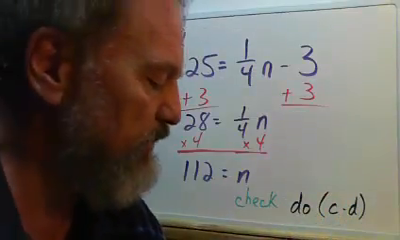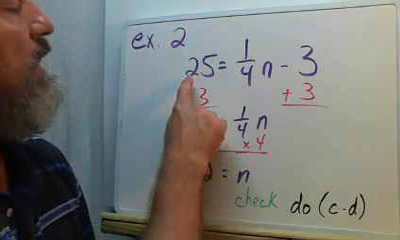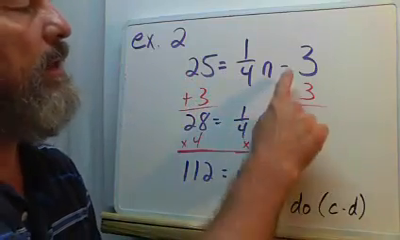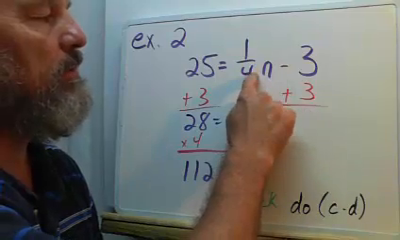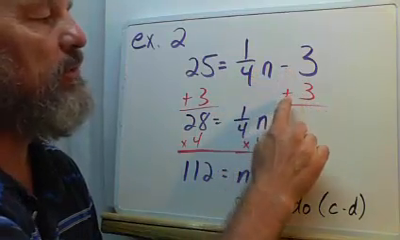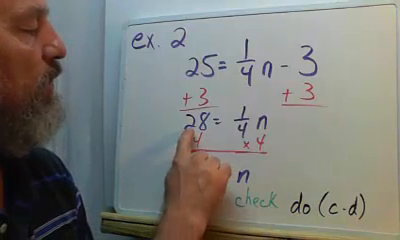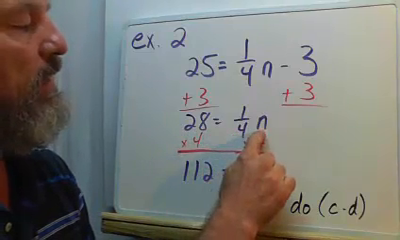Next we have example 2. We have 25 = 1/4 n - 3. Undo subtraction before the multiplication. So undo subtraction by addition. Add 3 to both sides. We have 28 = 1/4 n.